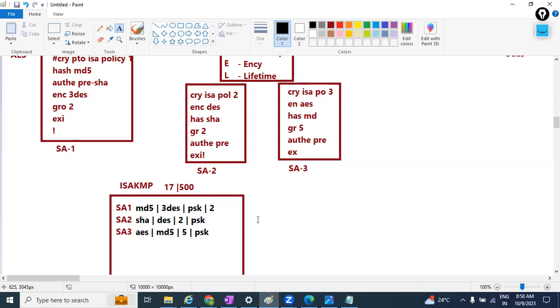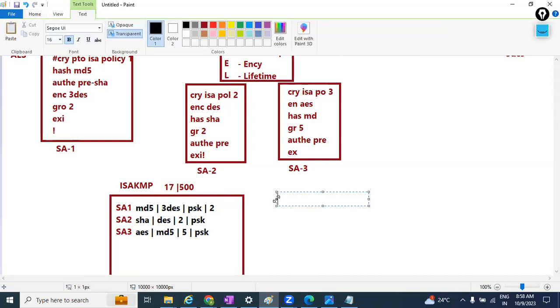So ISAKMP is not carrying only this information. It has other information also. This is one of that. And the second one is the Initiator SPI, Security Parameter Index. Another is the responder SPI. Who is the responder? The other side is the responder. Just kindly note it down.